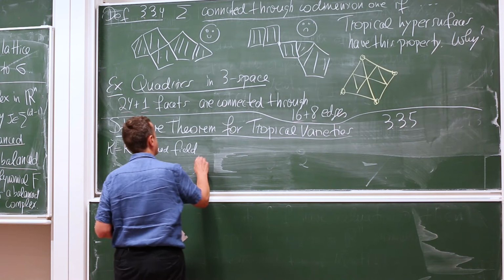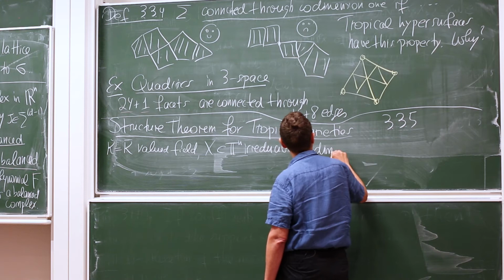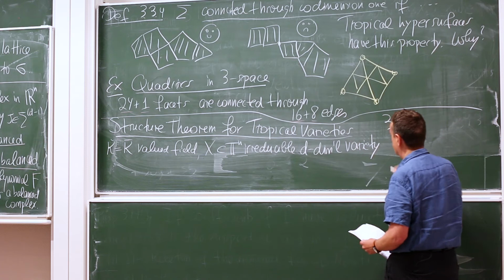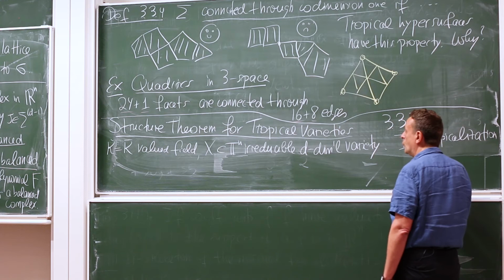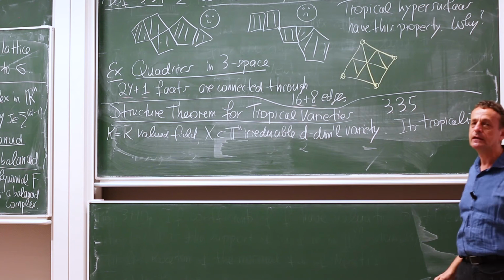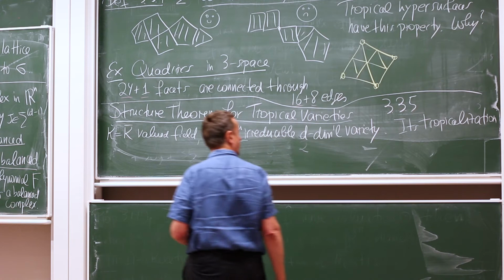So X is an irreducible d-dimensional variety in the torus. Then we have its tropicalization. And we know from the fundamental theorem, the tropicalization is either the image of the classical variety under the valuation map, or it's given in the Gröbner sense as the set of all weight vectors, the initial ideal of which contains no monomial. So it's tropicalization.